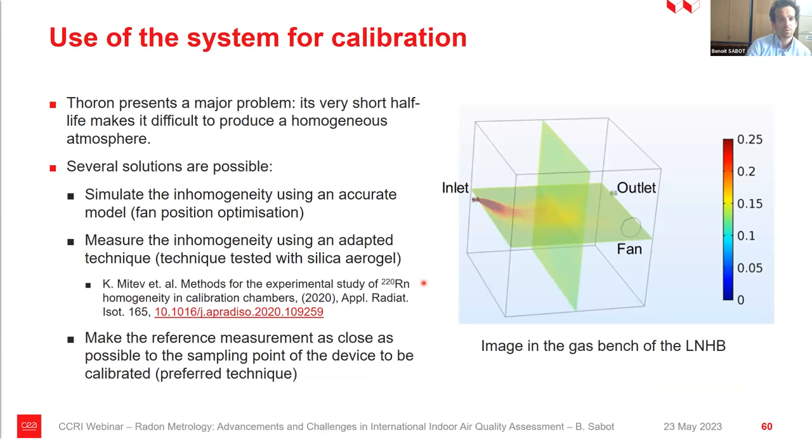This is an example of a simulation of the distribution of thorium inside the LNHB chamber of 125 liters. You have an inlet here, the thorium growing inside the chamber. And we try to find the optimum position of different fans to homogenize the concentration. But by simulation, we can see that we will never reach homogeneous activity inside the chamber due to the very short half-life.